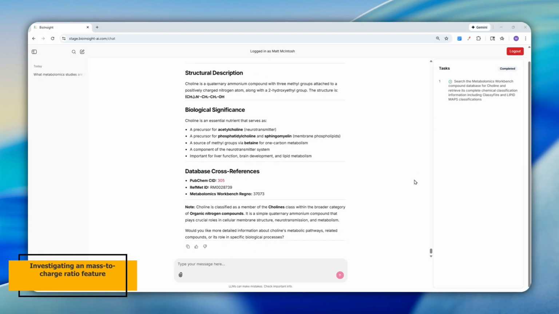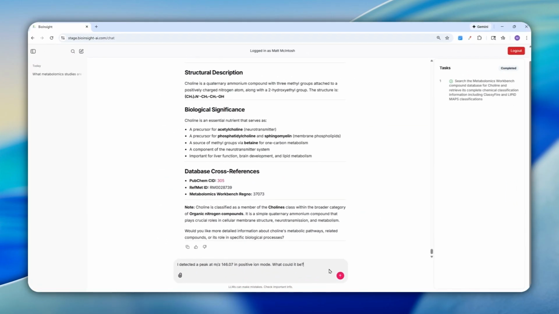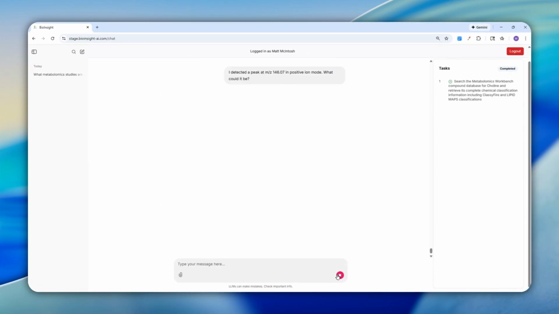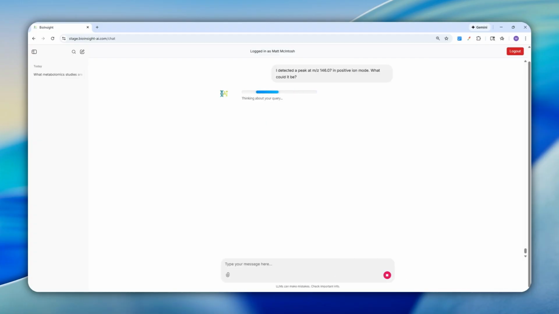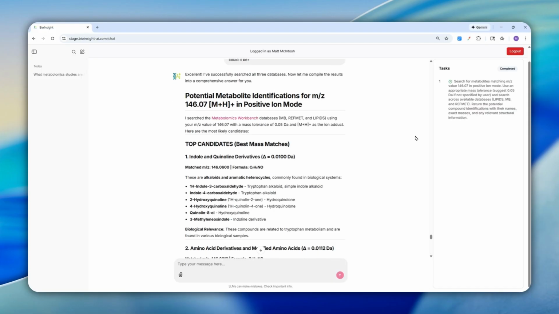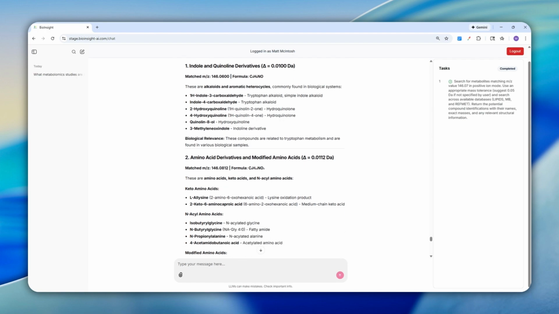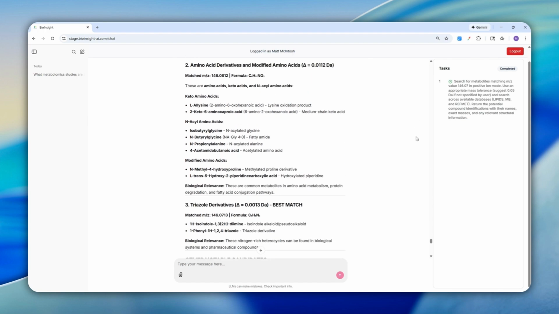Finally, metabolomics often starts not with named metabolites, but with raw peaks. So I show BioInsight a hypothetical feature. I ask, I detected a peak at a mass-to-charge ratio of 146.07 in positive ion mode. What could it be? BioInsight provides possible metabolite matches, adduct forms, and chemical classes, helping analysts rapidly generate hypotheses to follow up with further validation.